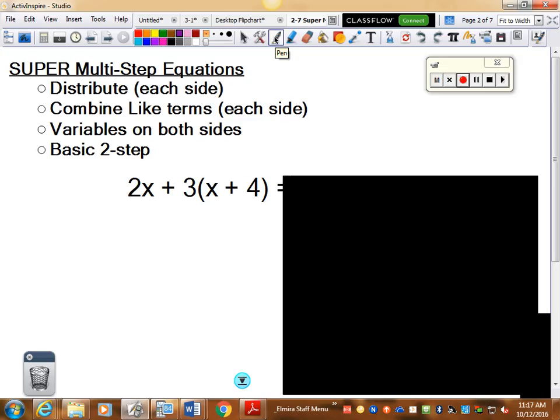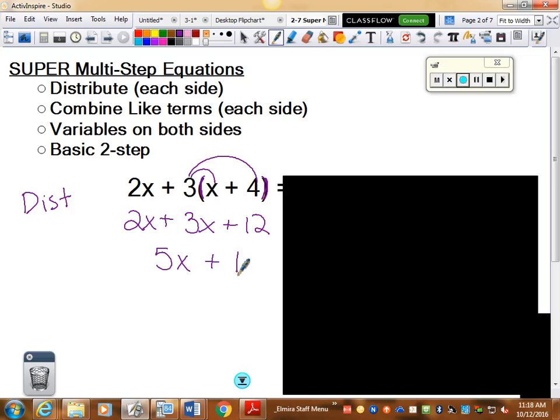So first I'm looking for distributing on the left hand side. Well, I see parentheses, so I'm going to do 3 times x and 3 times 4. So 3x plus 12. And I didn't use the 2x, so I will carry that down. So I've distributed. Then I'm going to look for combine like terms. 2x and 3x, hey, they're like terms, so I can combine those together. 5x plus 12. Nothing more I can do right now on this side by itself. That's simplified as much as I can.